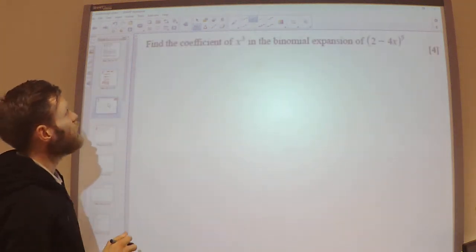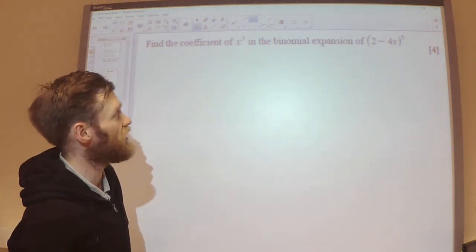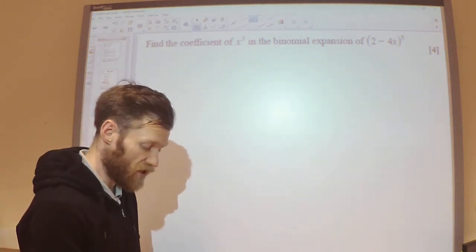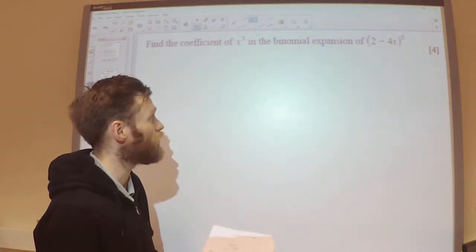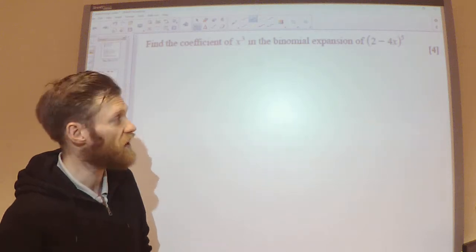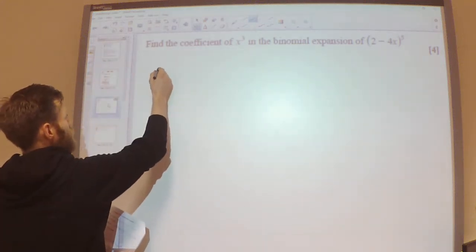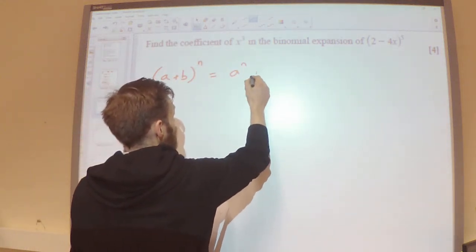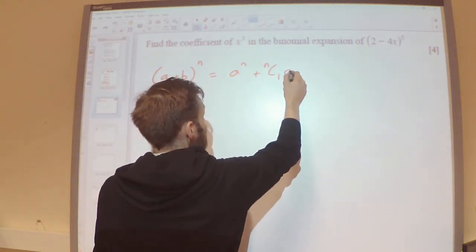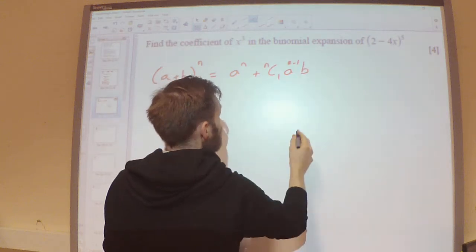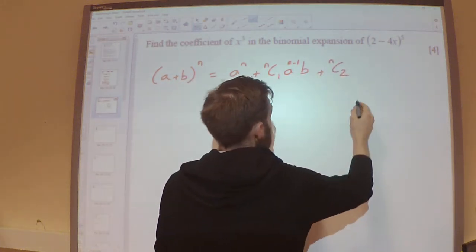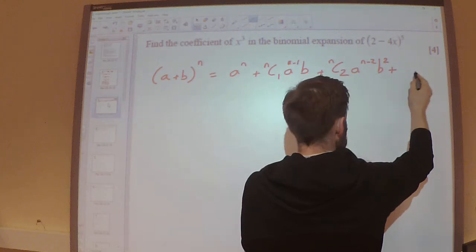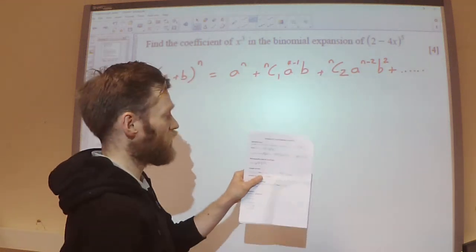Moving on to question 2. We need to find the coefficient of x cubed in the binomial expansion of (2 minus 4x) all to the power 5. You do get given the formula for the binomial expansion on your formula sheet. So let's write down the first few terms of this. It's a to the power n, plus nC1 a to the power n minus 1 times b, plus nC2 a to the power n minus 2 b squared, plus and so on. That's what the formula says on your formula sheet.